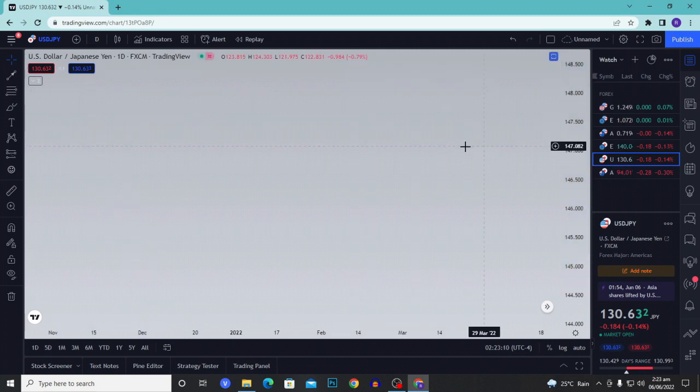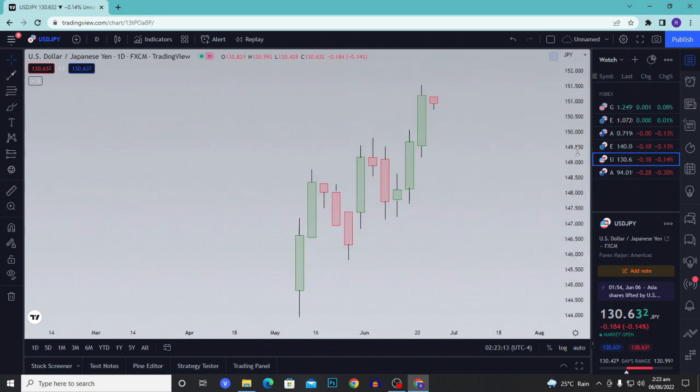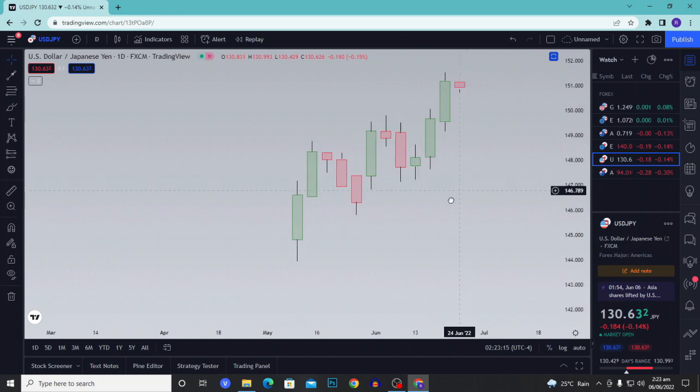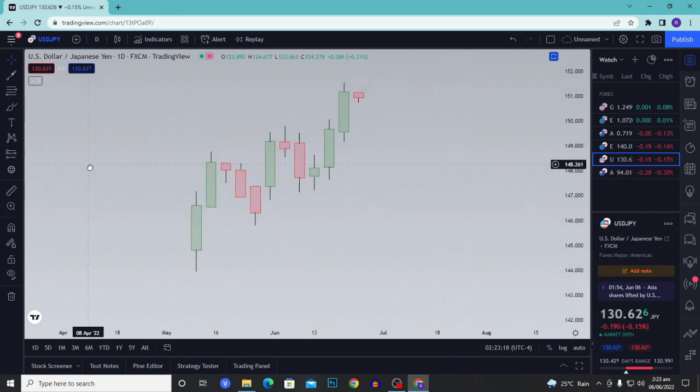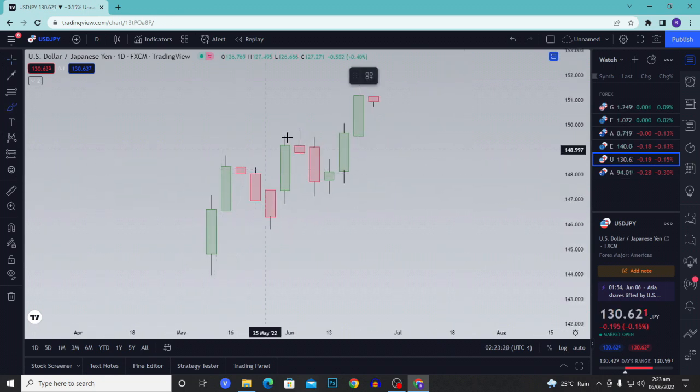Let's go to our second example, which is over here. I have this drawing up, and as you can see here in this drawing right here, price is going up.